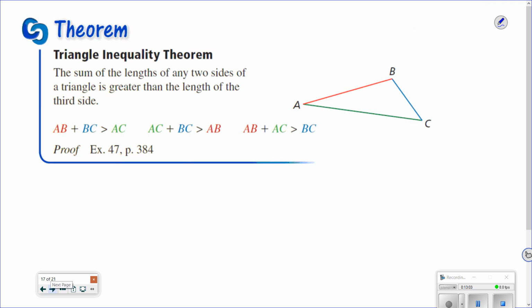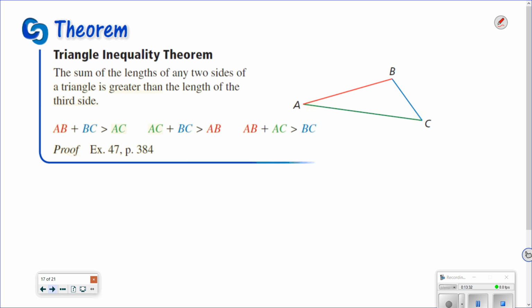Okay, the last thing we have here goes back to that problem we did. It says triangle inequality theorem. And what it says is the sum of the lengths of any two sides of the triangle must be greater than the length of the third side. So if I add, like they have nicely color coded here, the red and the green one together, that has to be longer than the blue one. Or if I add the green and the blue one together, it has to be longer than the red one.